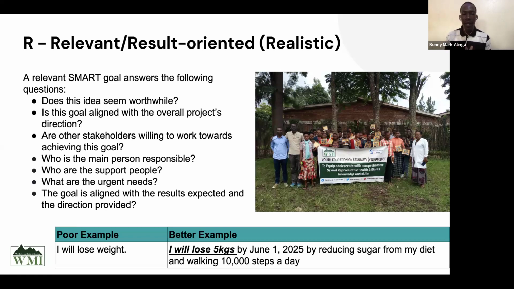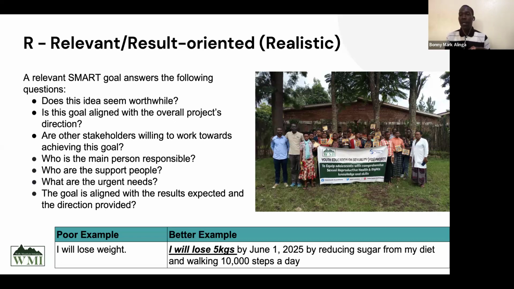What are the urgency needs? What are some of these needs that are urgently needed to ensure that perhaps the branding team do their part, the marketing team do their part? What are these parameters or the nitty-gritties that we need to put in place to ensure we are reaching our goal? The goal must align with the results expected, because if the result is to lose weight, then the other aspects of the goal should be aligned to losing weight.